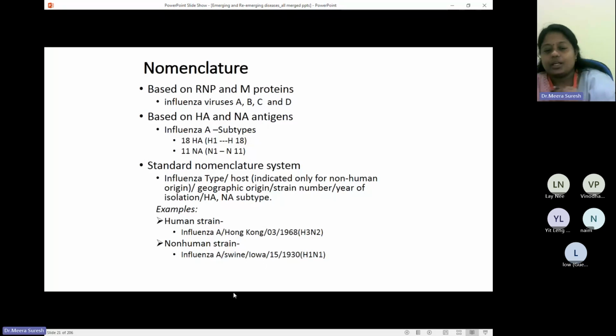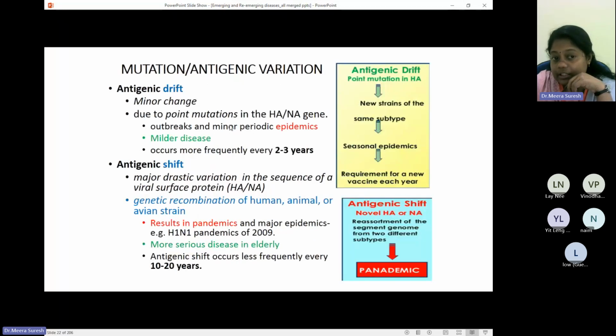Iowa. Okay. So that's a place in the US itself, right? Yes, in America. Okay. So Iowa, and then the strain number, which is 15, 1930 was the year in which it was isolated, and H1 and N1. So this is how the name is done, but for the exam purpose, it's not that important. But this portion is important.